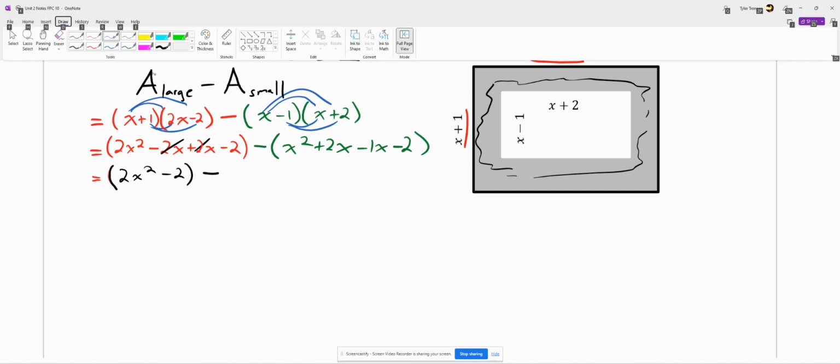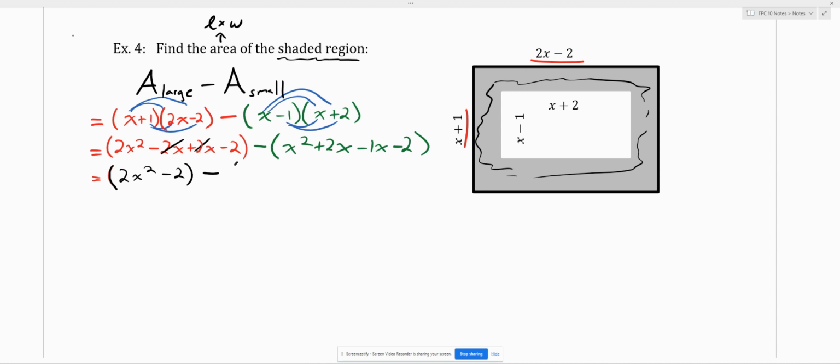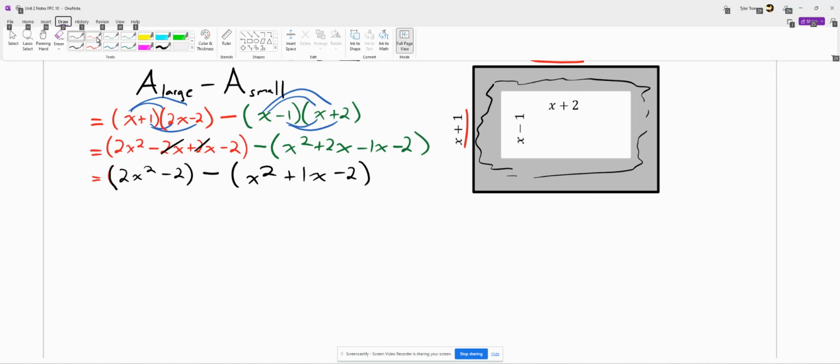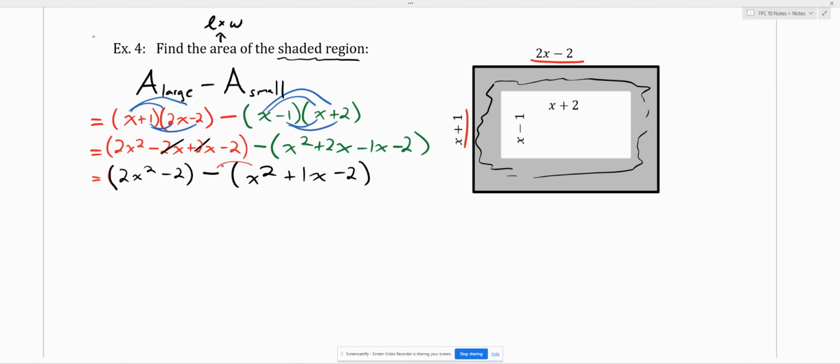Let's combine like terms for this one. So my x squared stays, and my plus 2x minus an x is going to leave me with just plus 1x minus 2. All right, now don't forget, this is where students slip up all the time. I'm taking the large area, which is this 2x squared minus 2, and subtracting this whole polynomial, which means I have to distribute this negative. Goes here, here, and here, because I'm subtracting all of those, which is just going to change the signs.